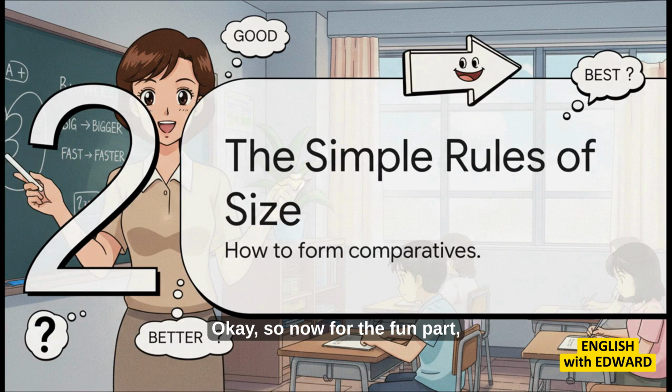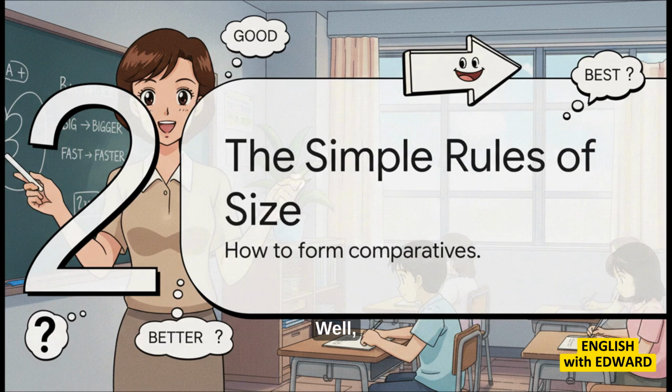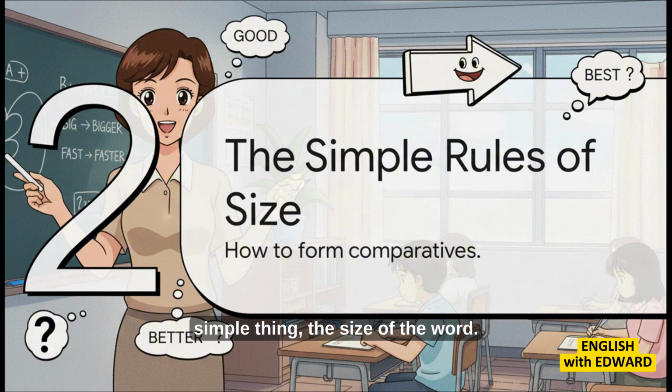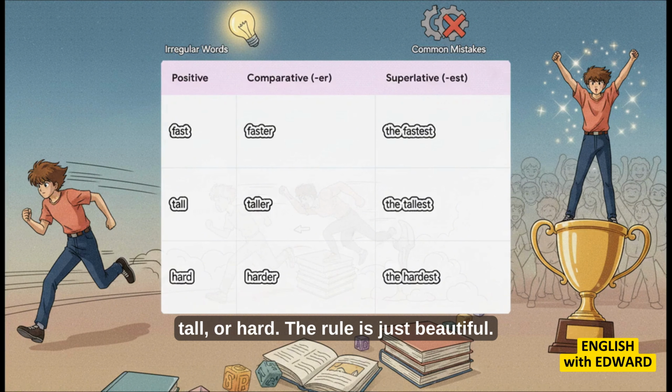Okay, so now for the fun part, the how-to. How do we actually make these forms? Well, the rules for this almost always come down to one very simple thing, the size of the word. Or, to be more specific, how many syllables it has. For short, punchy, one-syllable adjectives, think words like fast, tall, or hard, the rule is just beautiful. It's so simple. You just add -er to compare 2 things and -est to compare 3 or more. Fast, faster, the fastest. Tall, taller, the tallest.